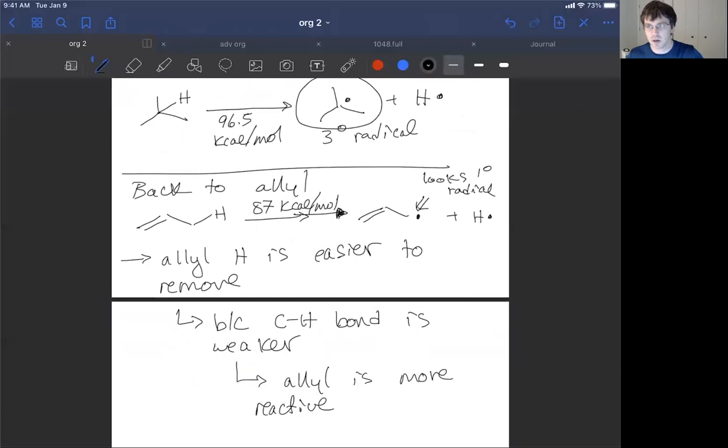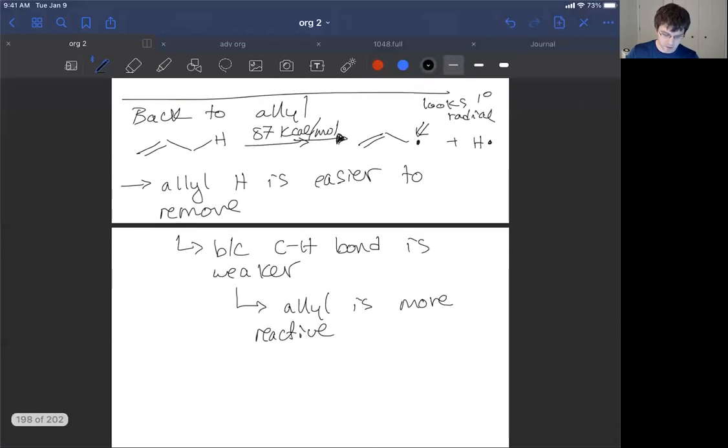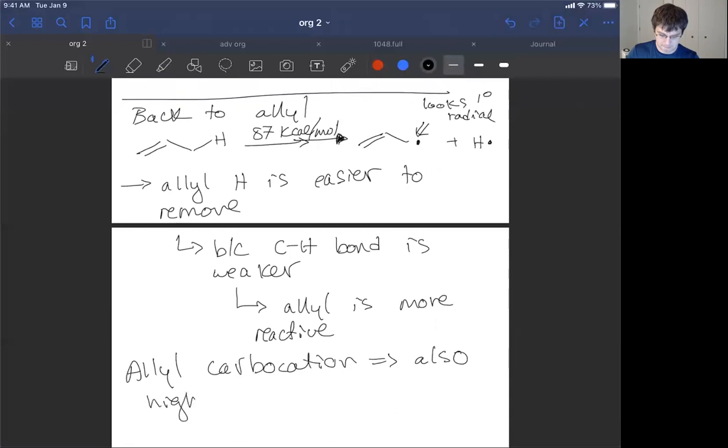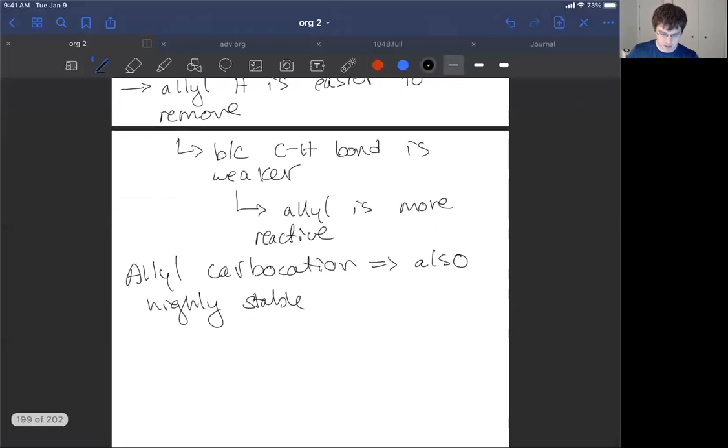Okay, so that is our perspective walking into the allyl system, starting with the radical. But there are, as I've alluded to, other electron deficient centers that we could consider, that is carbocations. So what about those? Well, if the allyl radical is stable, it turns out that the allyl carbocation is also highly stable. So if we draw the allyl cation, I'm going to say that it's quite stable.